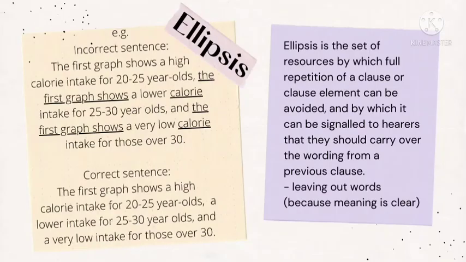The next material is ellipsis. Ellipsis is the set of resources by which full repetition of a clause or clause element can be avoided, and by which it can be signaled to hearers that they should carry over the wording from a previous clause, leaving out words because meaning is clear.